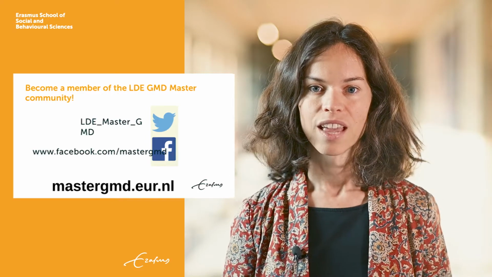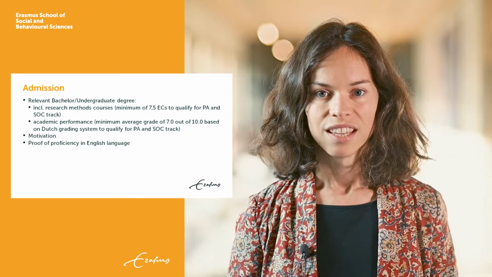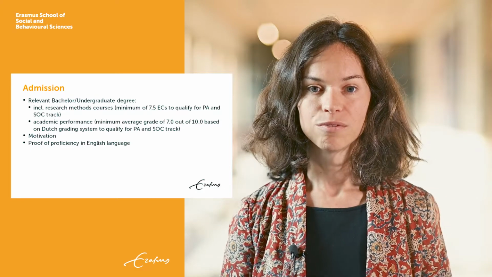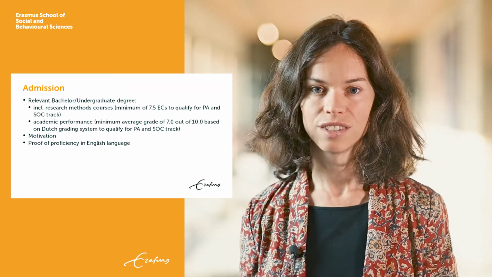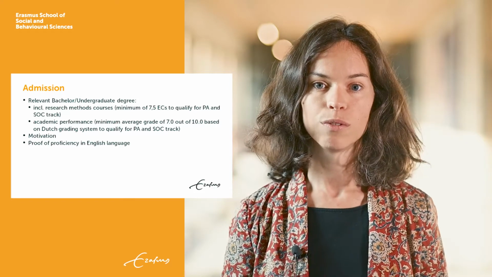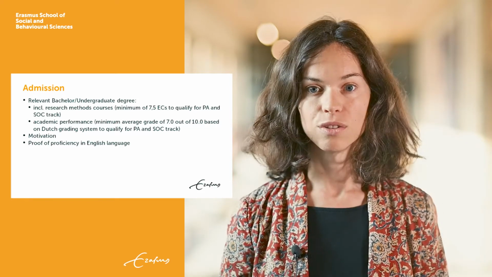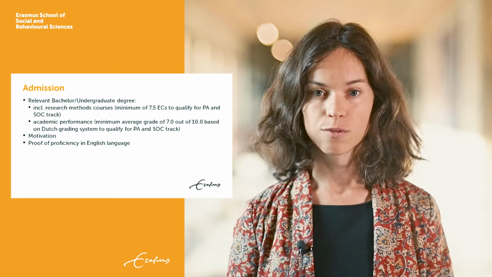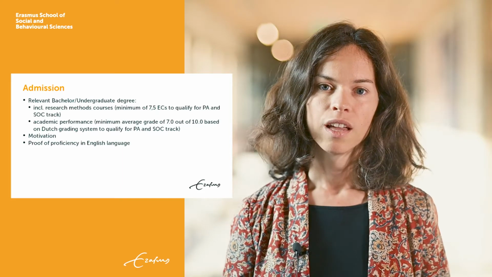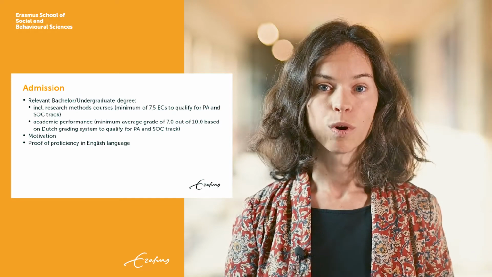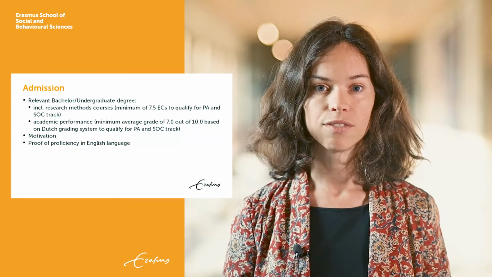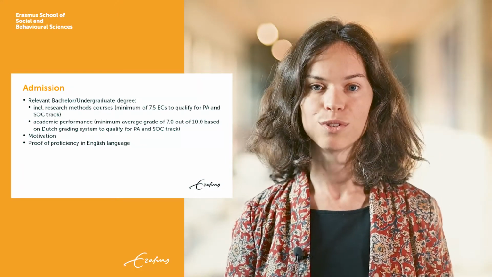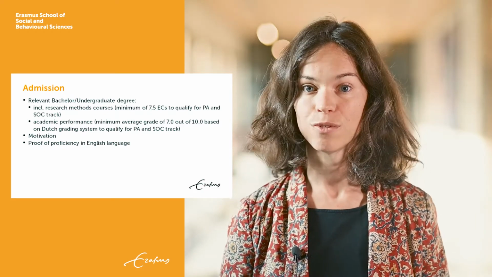So if you would like to apply to our master, here is what we will be expecting in your application package. You will have a relevant bachelor degree related to sociology, public administration, history, or development studies, including usually 7.5 EC of research methods, so courses that you took previously. And we will also look at your academic performance. In PA and SOC, we expect an average grade of 7.0 as a minimum. We also want you to explain your motivation in a one-page motivation letter. So please highlight the relevant experiences you have: job experiences, internships, volunteering, personal experiences that you bring to this master. And please provide a proof of proficiency of English.